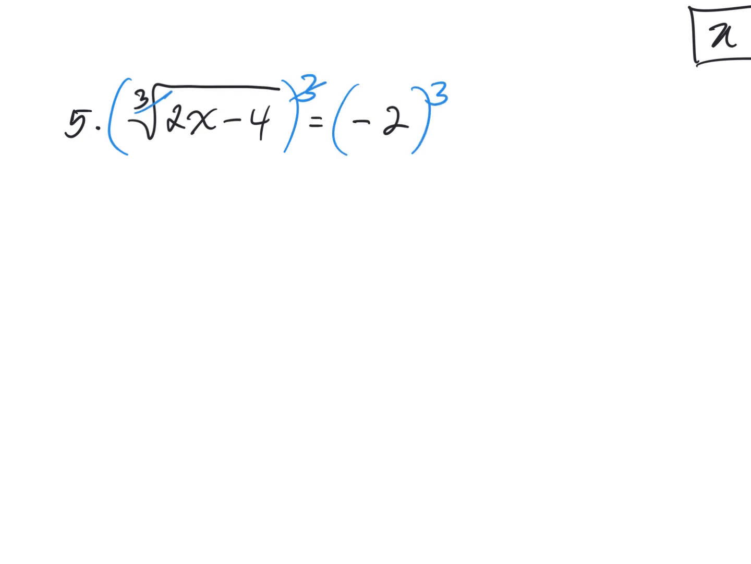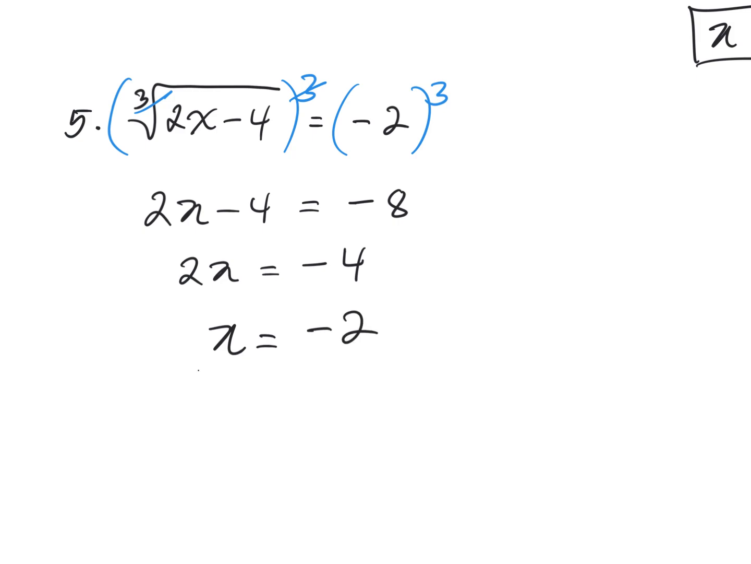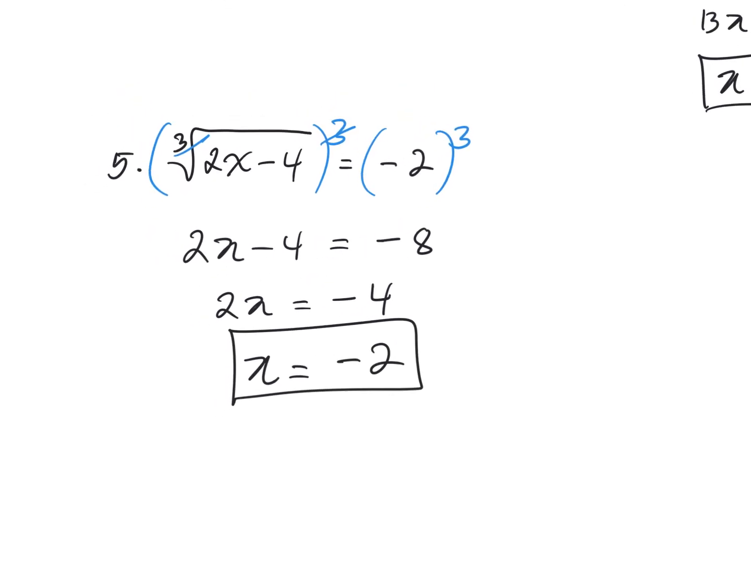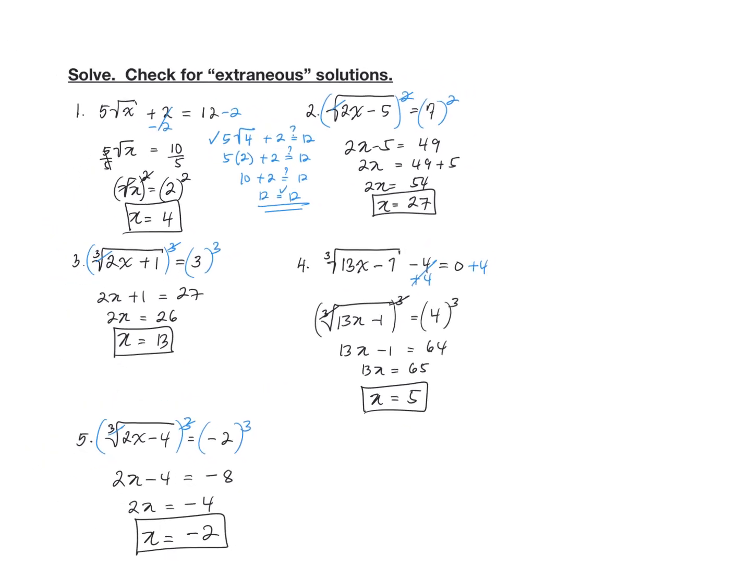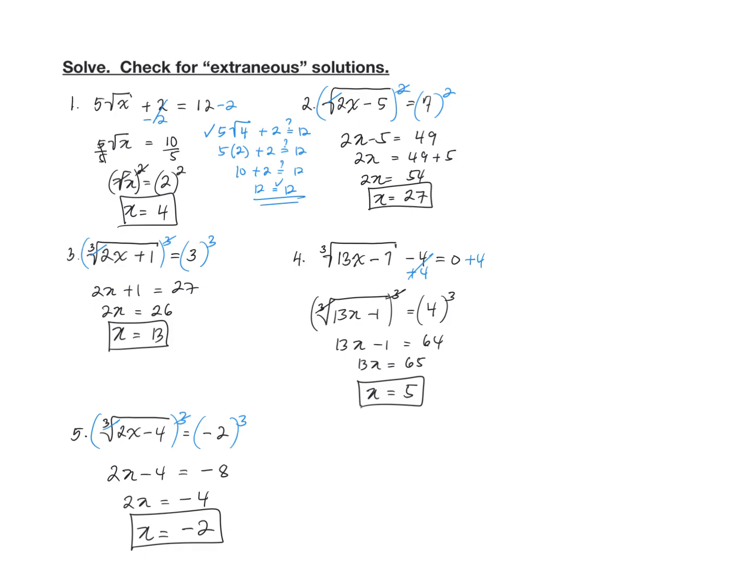Okay, cube root. So that's going to give me here 2x minus 4 equal to negative 2 cubed, which is negative 8. Now, 2x is equal to negative 8 plus 4, and it's going to give you negative 4 only. Dividing both sides by 2, that's going to give me negative 2 as my final answer. Okay, so this is how you're going to solve for now. We haven't found any extraneous solutions in here.